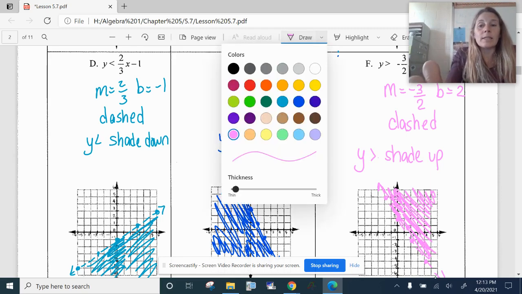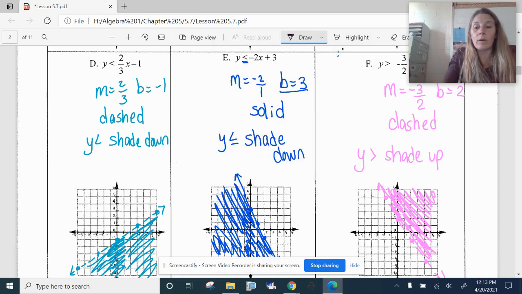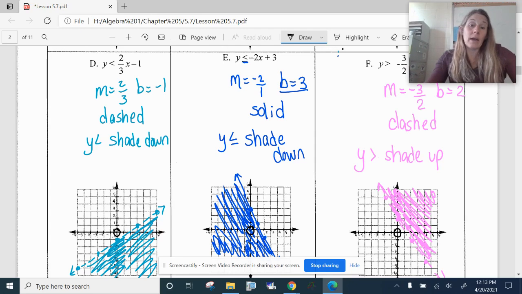Now, if I did want to test any points here, just to show you how this would work. So for example, if I were to test 0, 0 on this graph, it should not be a solution because we shaded the other side. If I were to test 0, 0 on this graph here, it should be a solution because it is in the shaded area. If I were to test point 0, 0 on this graph here, it should not be a solution because it's not in the shaded area. And you can do that to check your work.